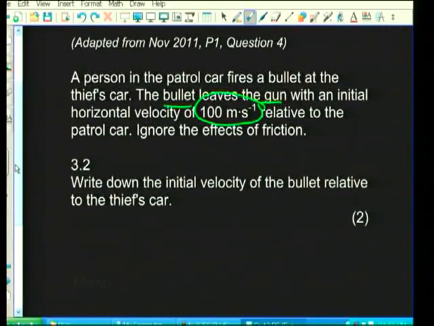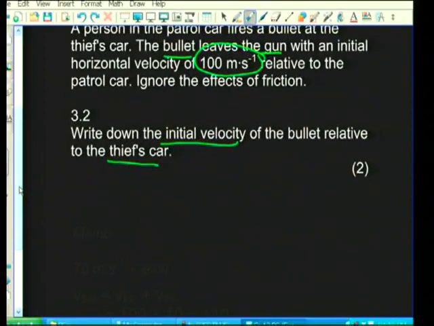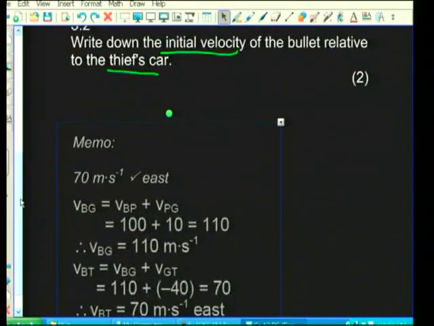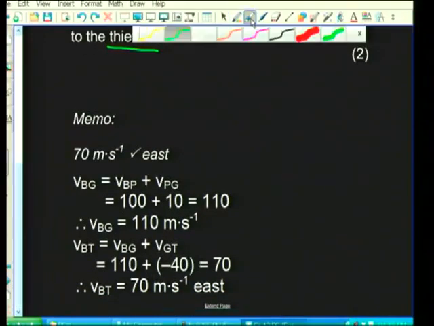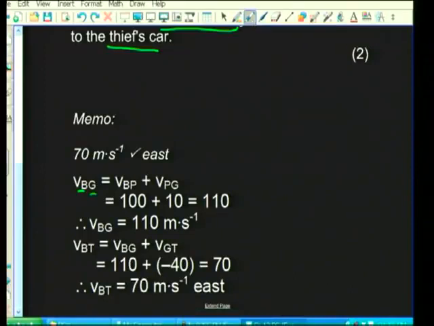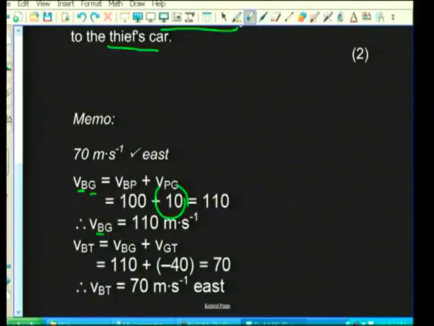Write down the initial velocity of the bullet relative to the thief's car. So we have values there, that is relative to the patrol car. The way we're going to work this is we're going to consider firstly, and ignore the top part, that's my final answer, the velocity of the bullet relative to the ground. It was going at 100 meters per second relative to the patrol car it was shot out of, with an extra thought that the car itself was moving at 10 meters per second. So the bullet to the ground is going at 110 meters per second.